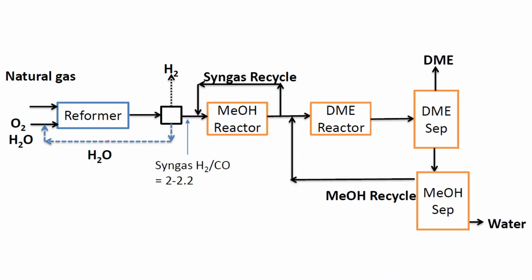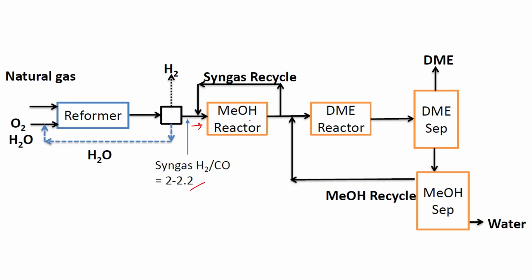This flow sheet is basically a flow sheet for the synthesis of methanol and DME. Here we take the natural gas, which is reformed into syngas, basically carbon monoxide and hydrogen. Further, this syngas is introduced into the methanol reactor, where the hydrogen to carbon monoxide ratio required is 2 to 2.2.